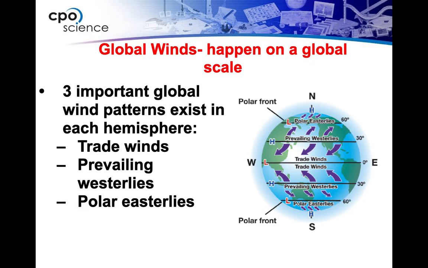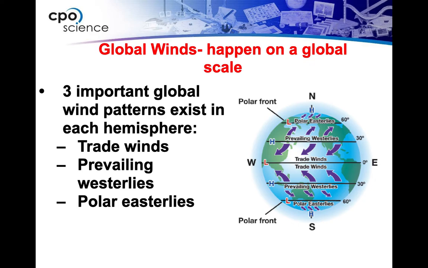Finally, we have the polar easterlies that go from 60 degrees north to 90 degrees north, which is the North Pole, where Santa lives, or from 60 degrees south to 90 degrees south, which is going to be at the very bottom. Those are the easterlies, given their name because of where the wind is coming from. It's blowing from the east.